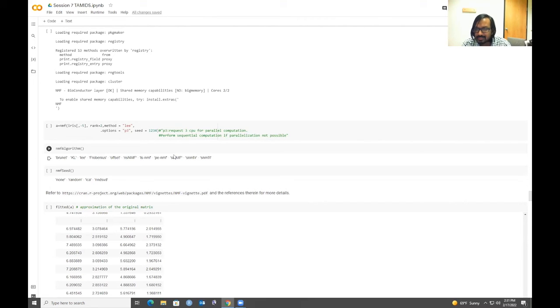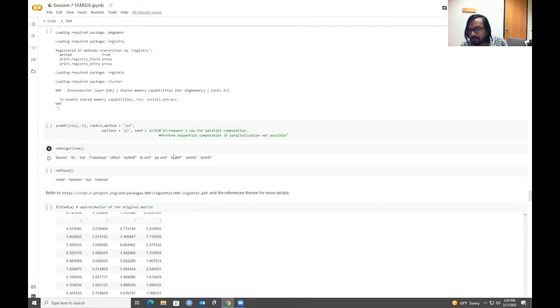That means it requests parallel computation if available. The 3 stands for a request for 3 CPUs. If parallel computation is not possible on the system, then it performs the usual sequential computation. But if you want to force parallel computation, you can capitalize the P, and then if parallel computation is not possible, this line of code is going to give you an error.